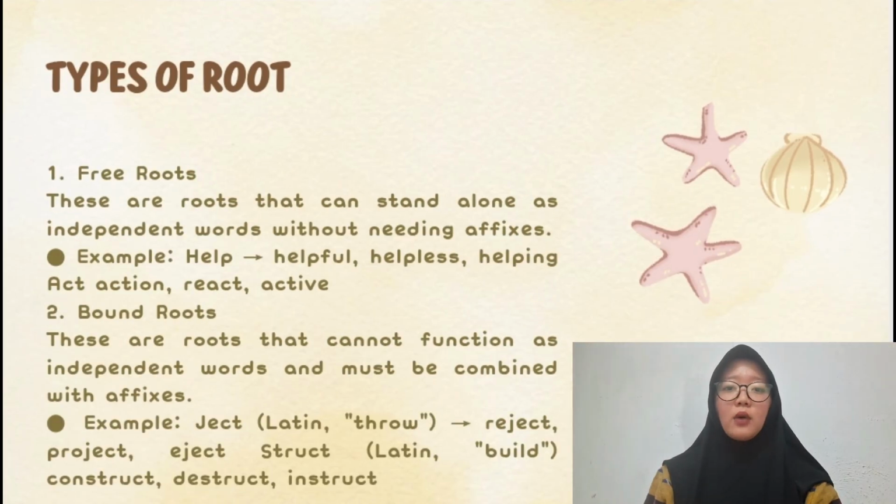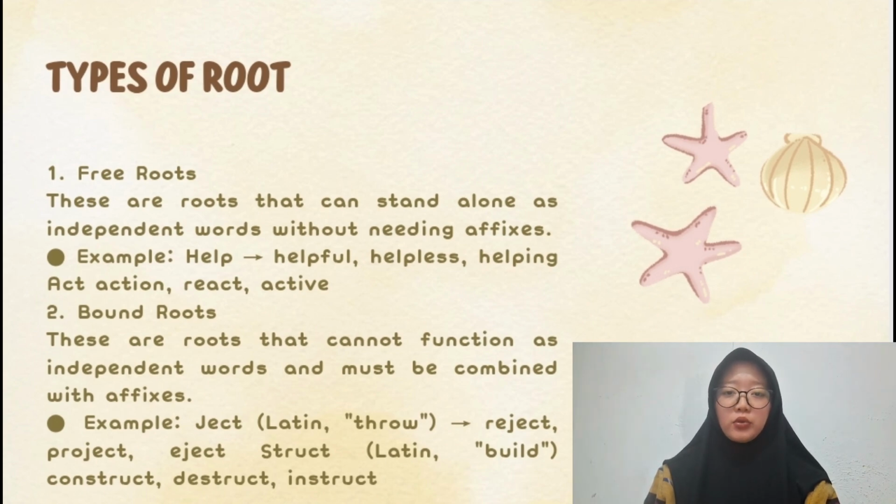There are two types of roots. There are free roots and bound roots. First, free roots. These are roots that can stand alone as independent words without needing affixes. Examples of free roots include help, which can become helpful, helpless, or helping. Act, which can become action, react, or active.